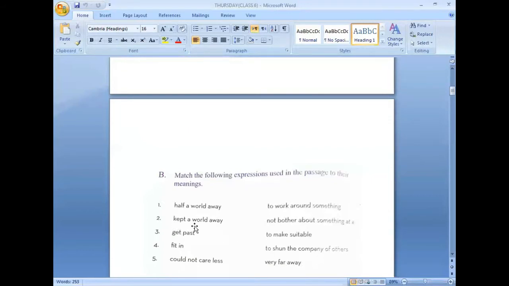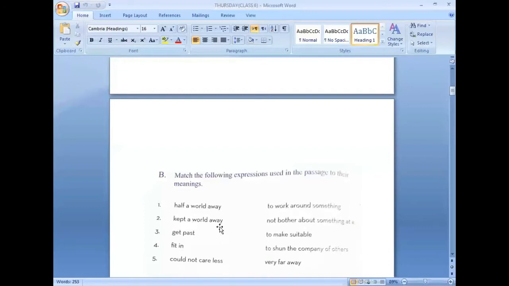Now it is kept a world away. Kept a world away means that according to the context it is meaning to avoid someone, to shun someone. You don't want to talk to someone, you don't want to meet someone, you don't want to have any contact with that person. So you are avoiding that person. So it means to shun someone. So you'll match kept a world away to shun the company of others.